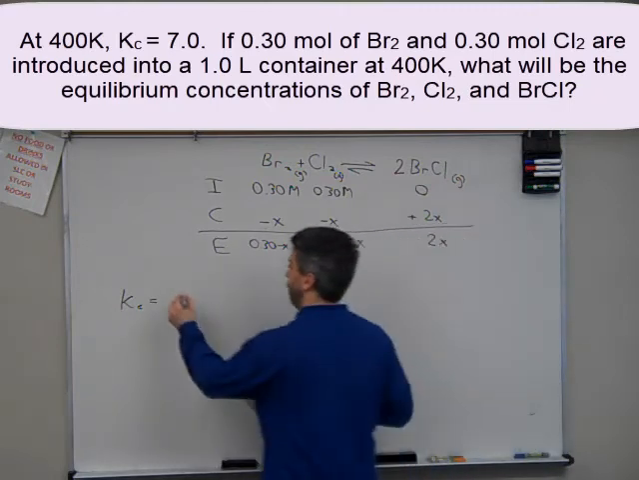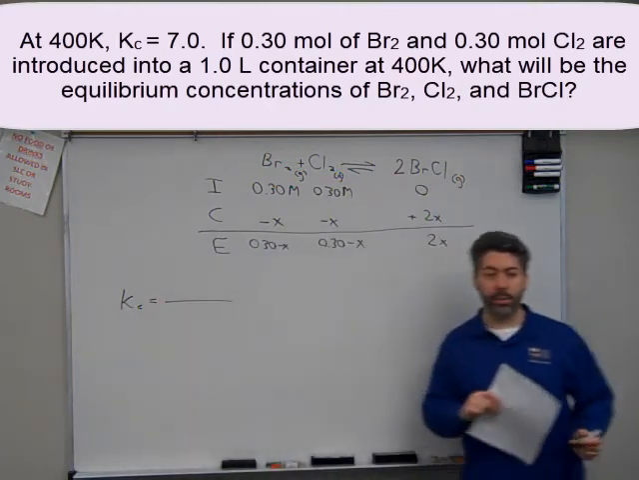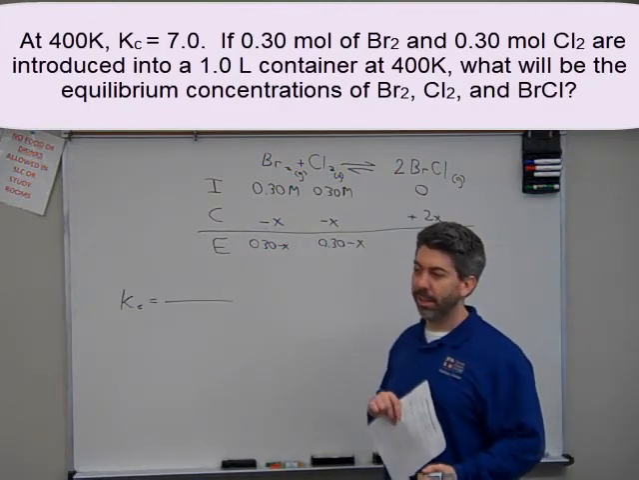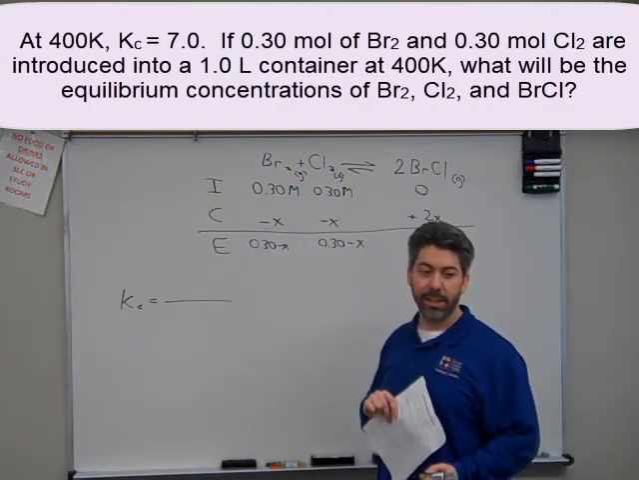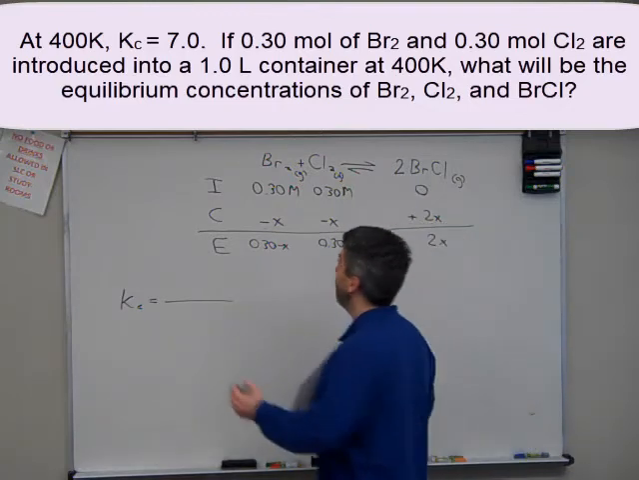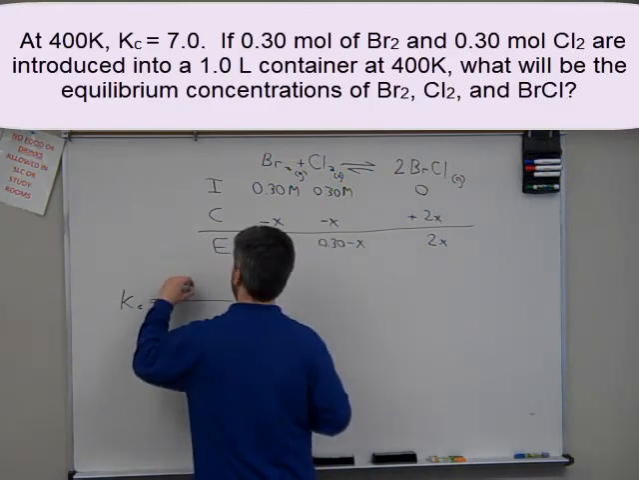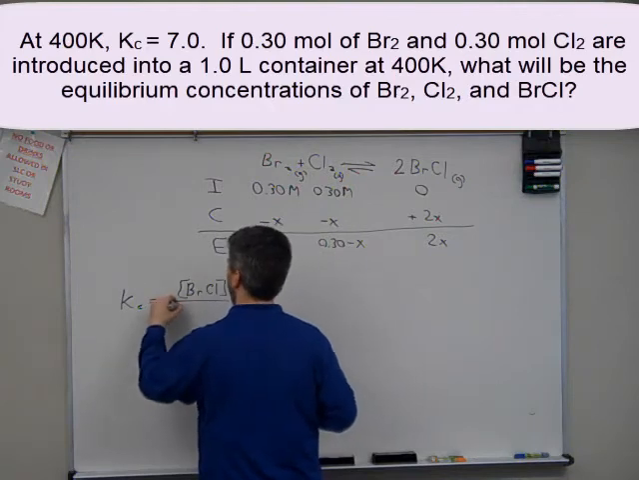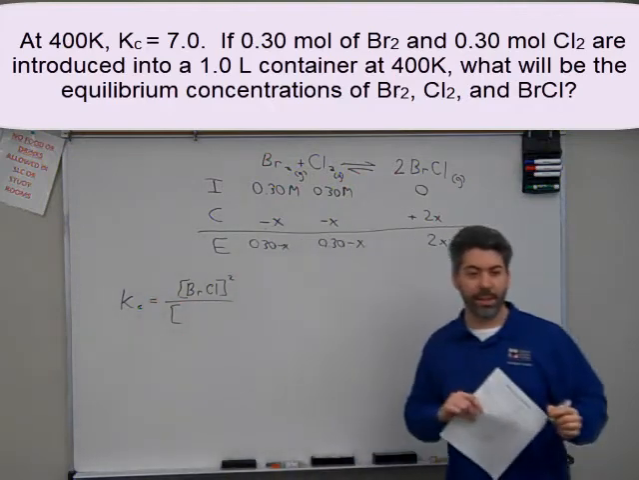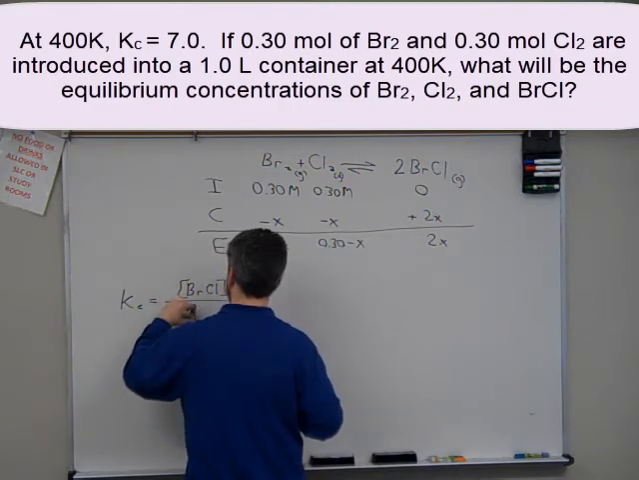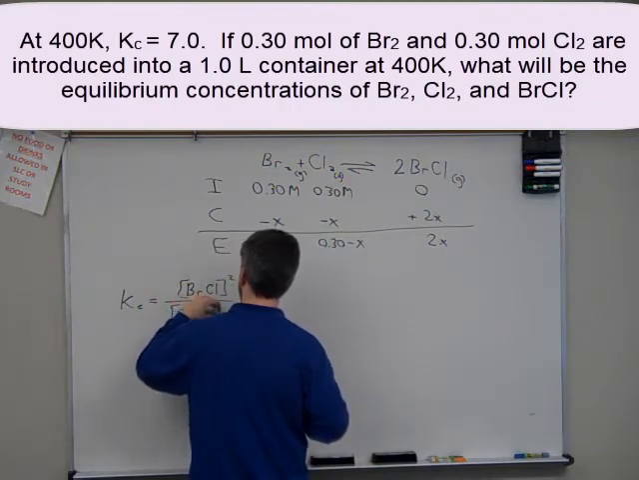So what is the equilibrium constant expression in terms of concentrations here? It's the concentration of BrCl, squared, over the concentration of Br2 and Cl2. Very good.